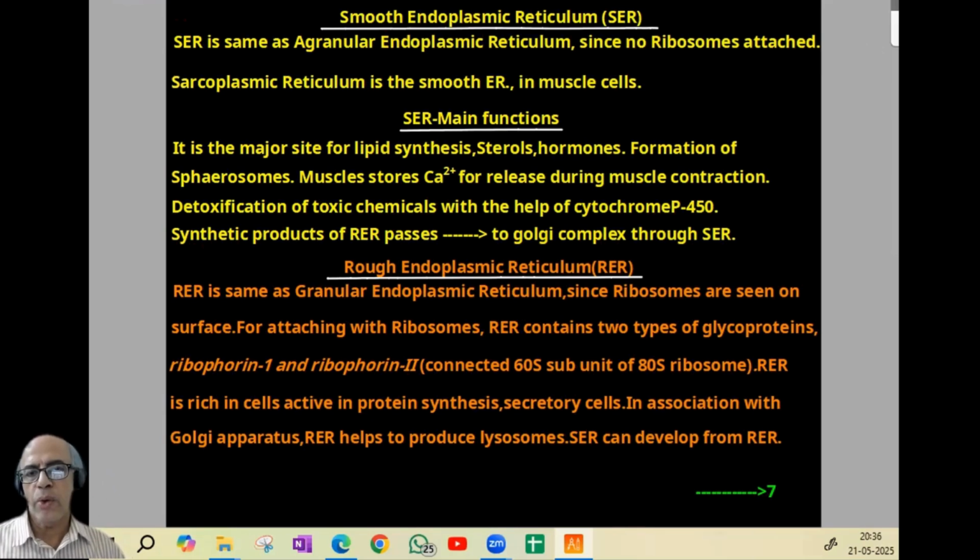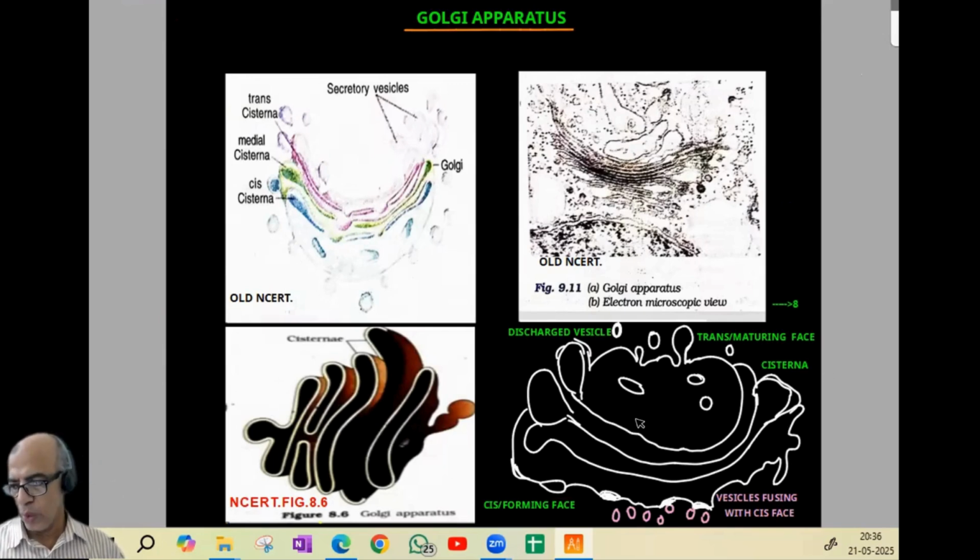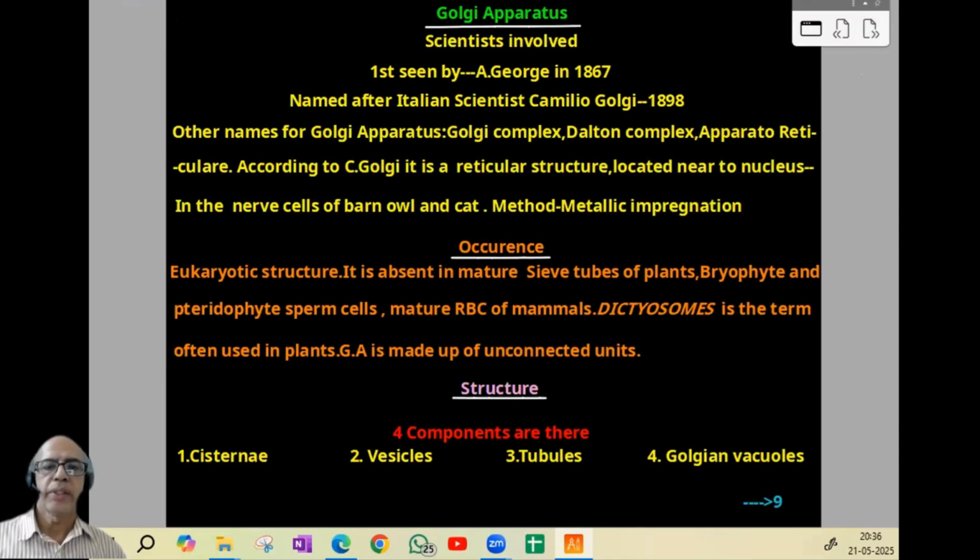Now comes the second organelle for us. It is the Golgi apparatus. The first two diagrams are the previous NCERT diagram, just for reference, which I have shown. Third is the present NCERT diagram. Fourth is just represented by drawing and parts are labeled there. Now we can proceed to the Golgi apparatus, Golgi complex, etc.